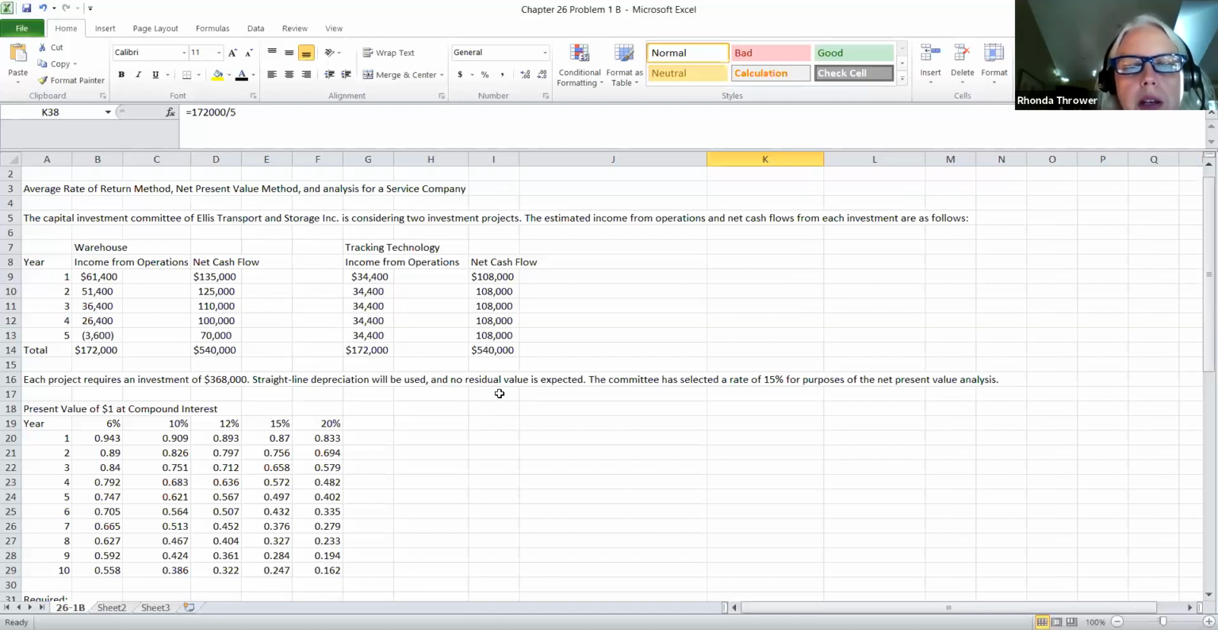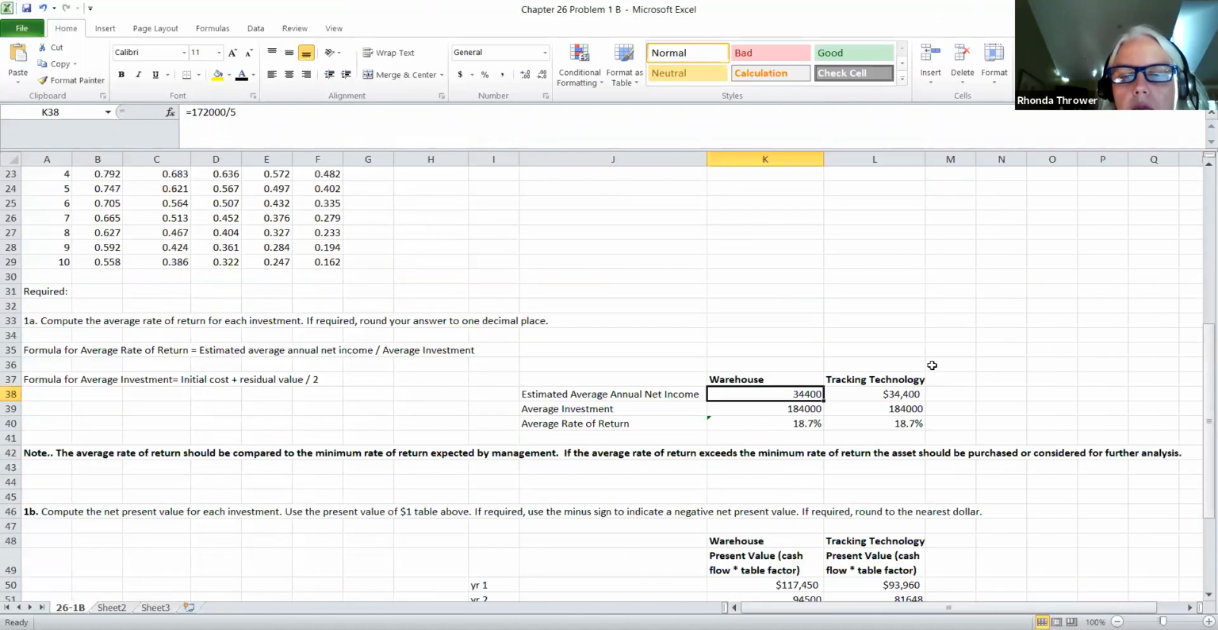When you are purchasing a fixed asset, you're going to estimate what you think the amount of that asset will be worth at the end of its depreciable life. And in this case, there was no residual value. So they didn't do that. So it's just 368,000, the initial cost of the investment, divided by 2, which will give you the average investment. The average investment for this problem, for the warehouse, is 184,000.